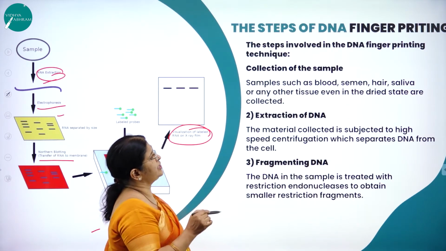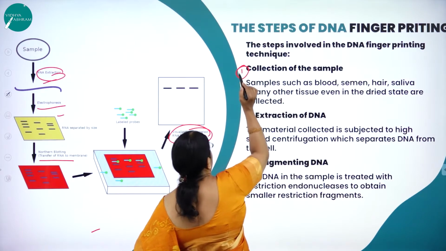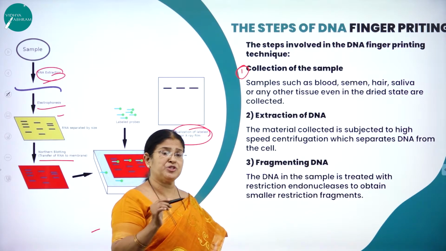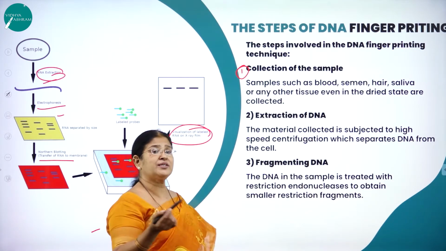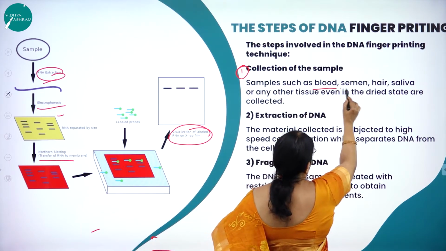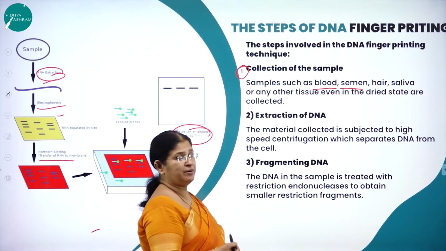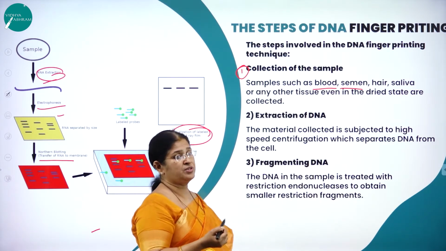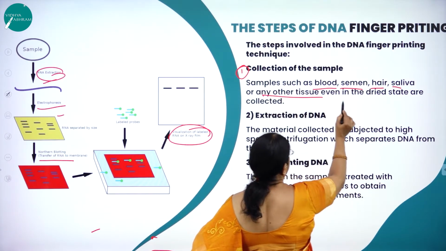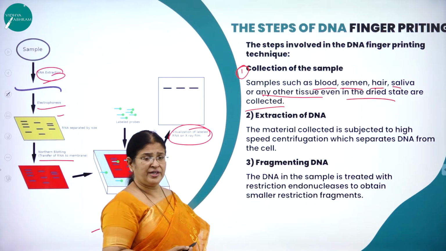The steps involved in the DNA fingerprinting technique, the first one is what? Collection of the sample. Very, very important is that first the DNA sample should be collected. So what are the sources of the DNA samples? It might be blood, or it might be even the semen. For example, if a rape has taken place, then the semen also is very important. Then the hair, then the saliva or any other tissue even in the dried state are collected. So those are the sources of DNA content.